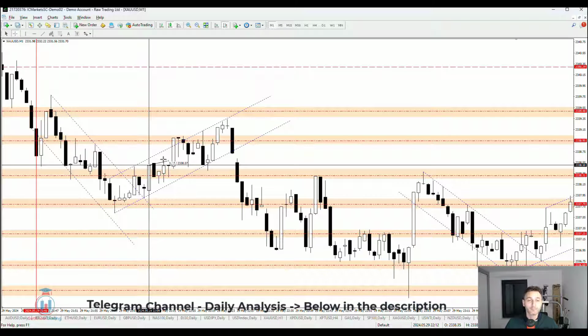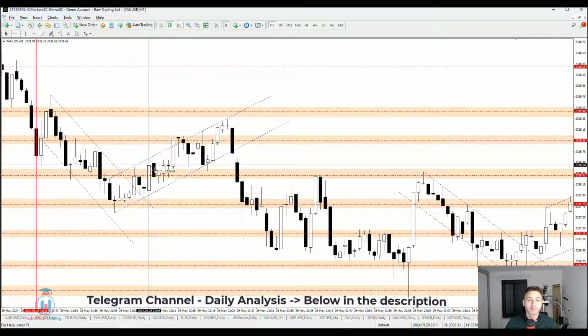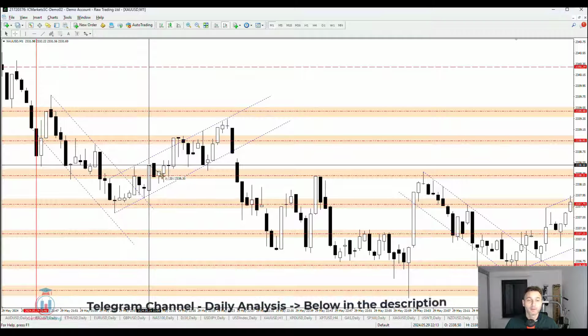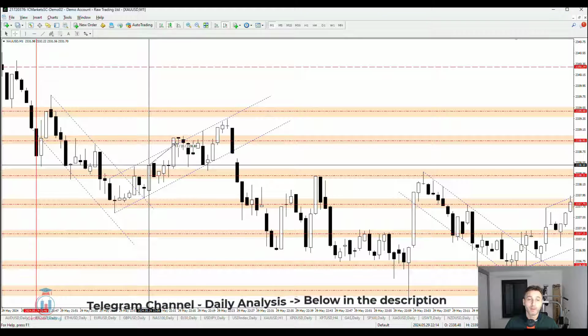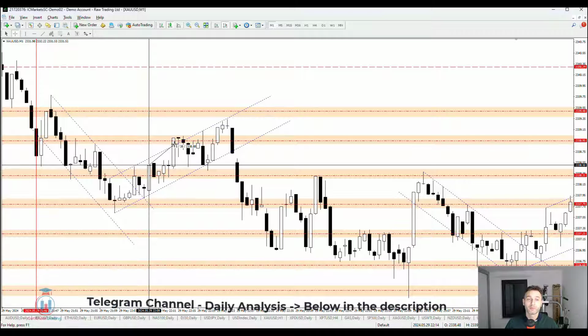Now, after this one, we can see that the price has come very close to the support level, but the candle did not close below this one. So the price has gone up and you have exited the trade with profit here.